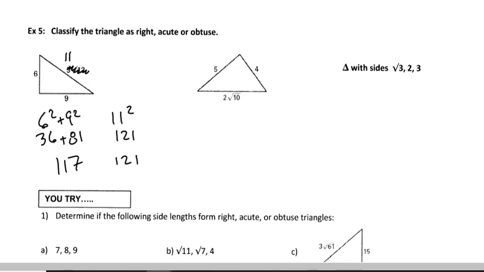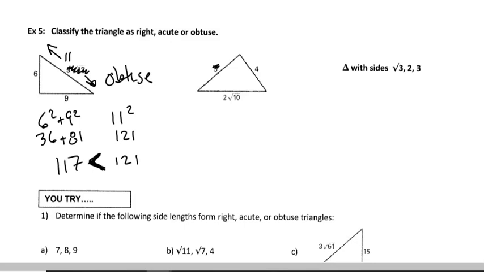It looks like the c squared part got bigger. It's not equal to, it's the bigger one. So when c gets bigger, what happens? It becomes obtuse. Okay.